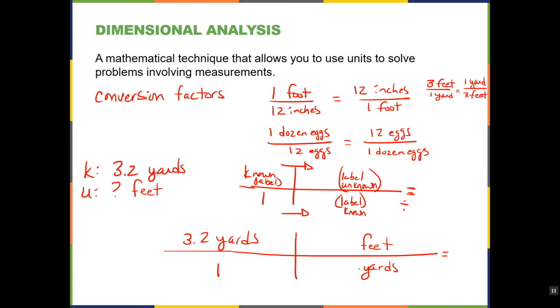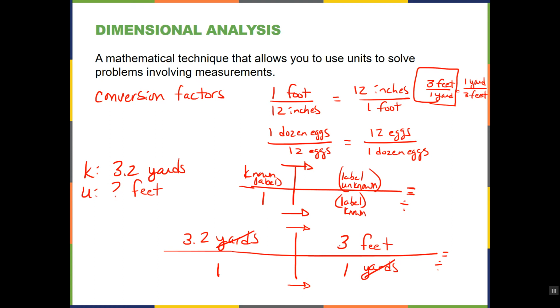Now, if I look here, I've got yards on the bottom. Which one of these two options has yards on the bottom? Well, clearly this one does, right? So that's the format I want to use. In 1 yard, there are 3 feet. Notice how they look identical, okay? Now, I can go back and I can cross out my label for yards. And now I can clearly see, like I said, when you do your order of operations for multiplying fractions, you multiply straight across the top, straight across the bottom, and then we're going to go ahead and divide.